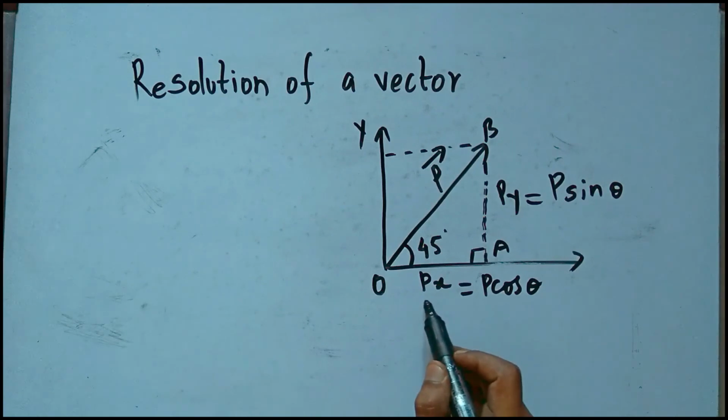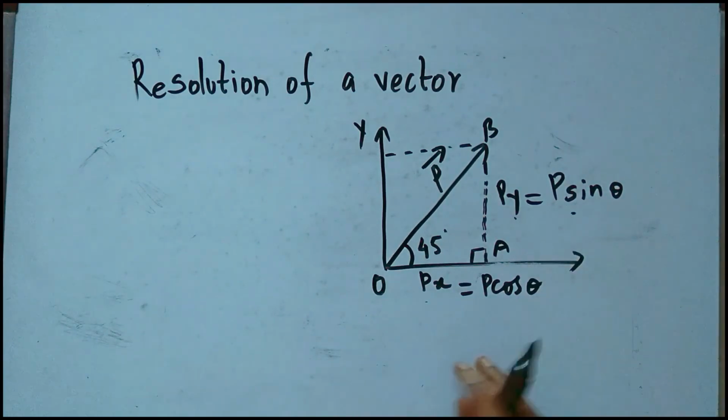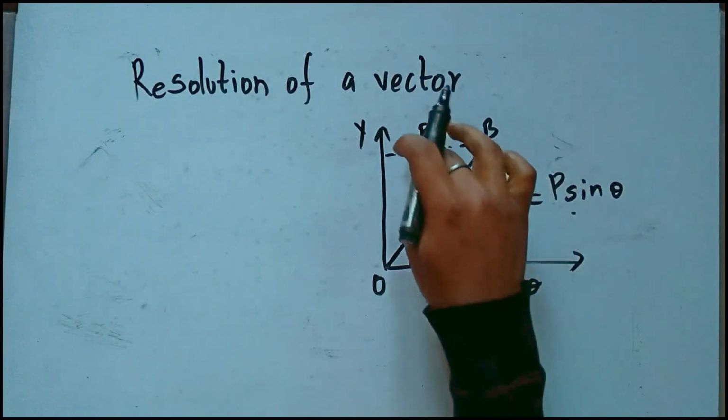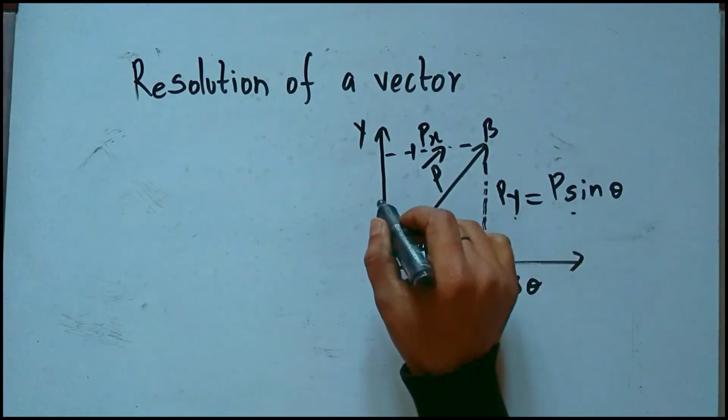Now we know Px is equal to P cos theta and Py equal to P sin theta. So if this is Px, this is also Px, because these sides are equal. If this is Py, this is also Py.